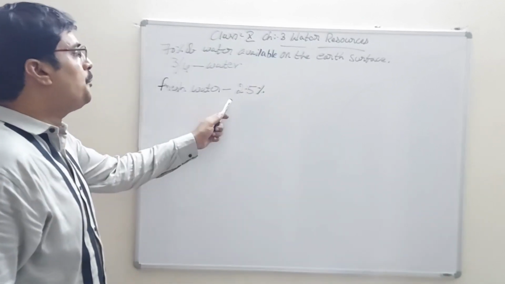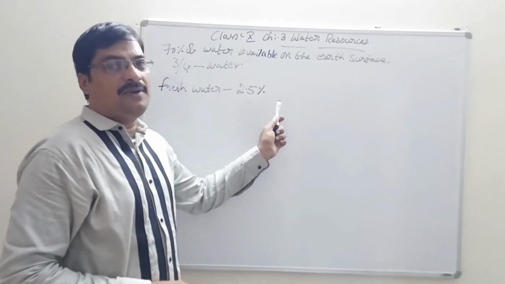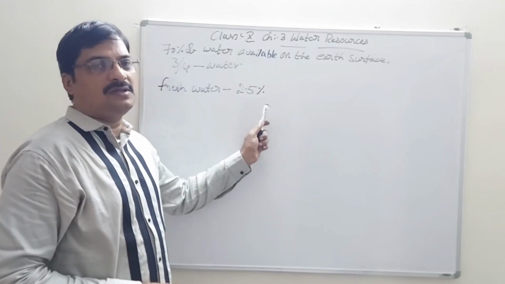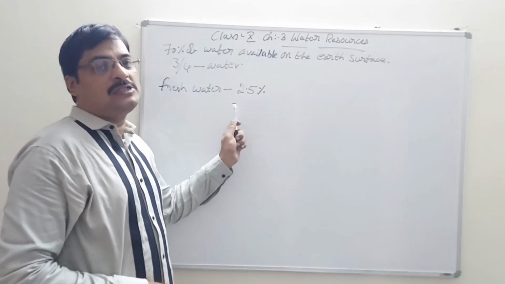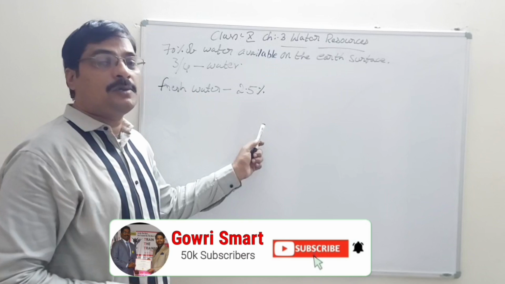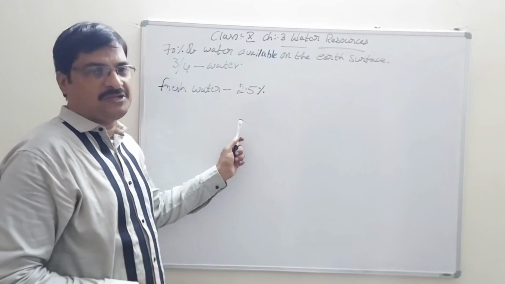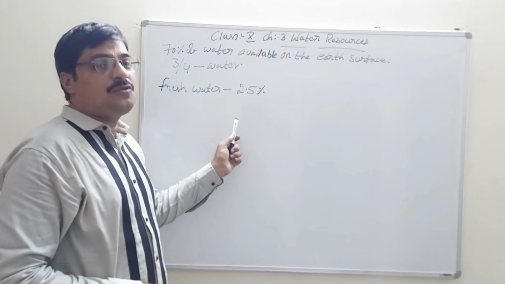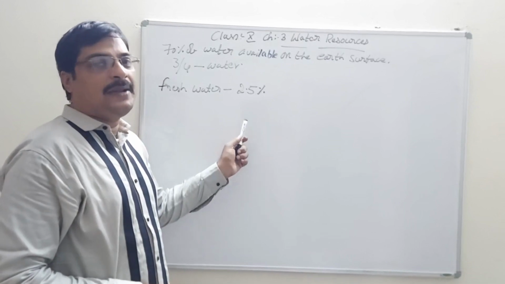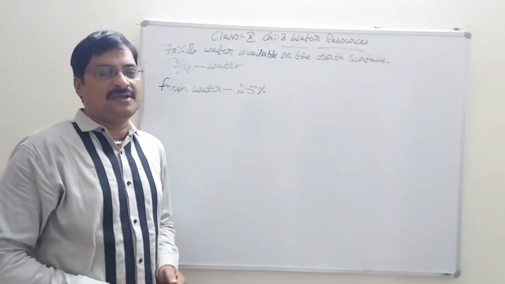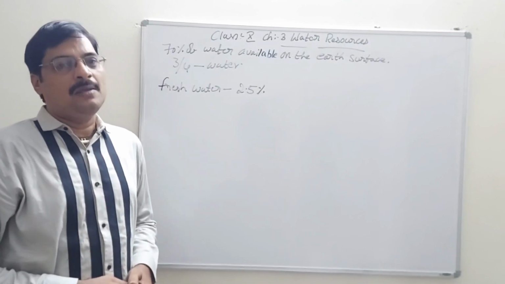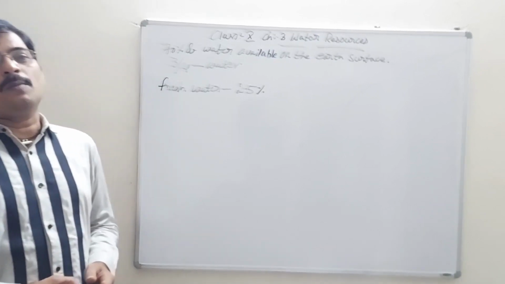In this 2.5% of water, we have lakes, rivers, ponds and other things available on the earth's surface. This fresh water is useful for agricultural, industrial and domestic purposes. But nowadays this fresh water is in shortage. Why? Because day by day our population is increasing, but water resources are decreasing because of globalization and global warming.